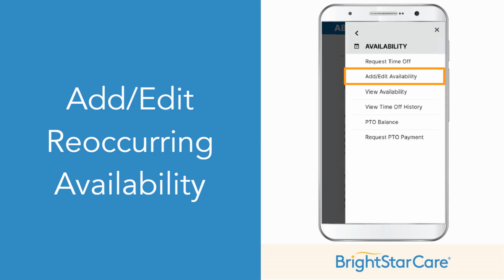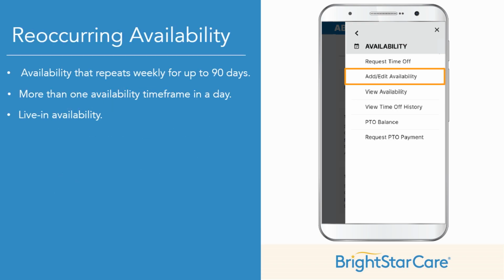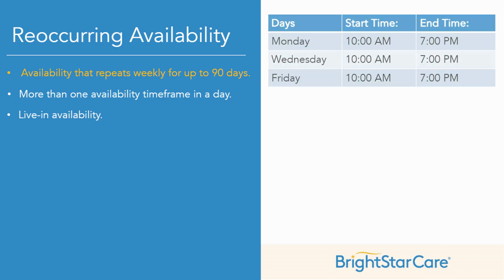As someone new to Brightstar, you will need to set your initial recurring availability. Recurring availability is availability that repeats weekly for up to 90 days period. An example of recurring availability might be if you are available to work Monday, Wednesday, and Friday from 10 a.m. to 7 p.m. week to week.